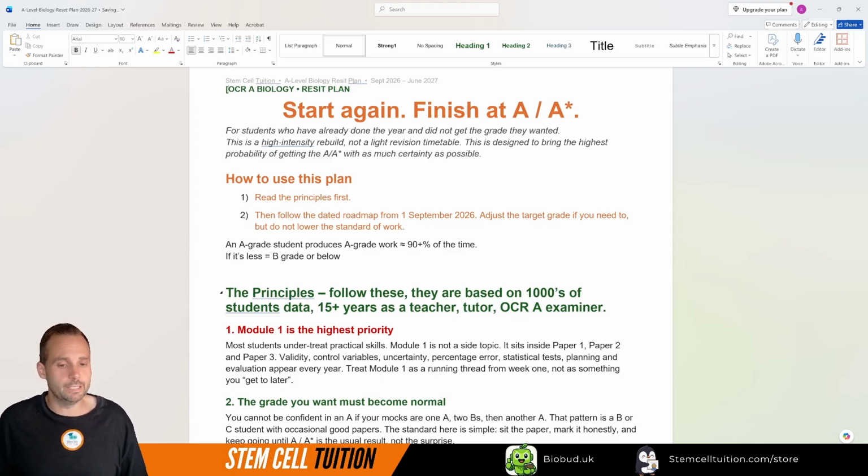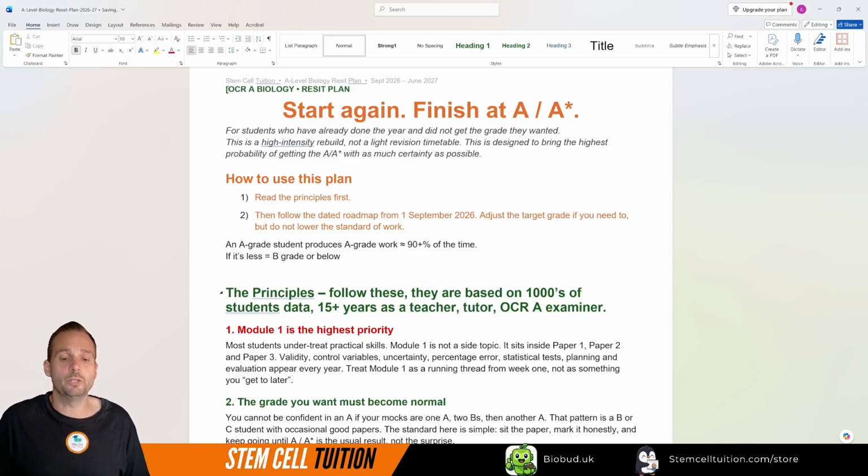This is based off what real students have done. This is based off thousands of students' data. I won't bore you with the data, but I used to be a data manager as well, so I used to watch all the data for all the students in the country. So I wanted to go through that with you.